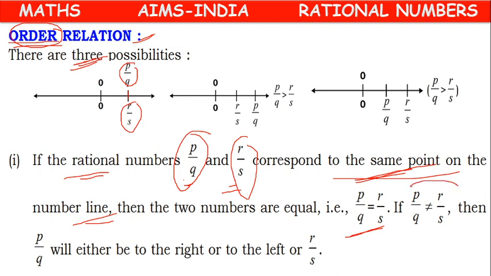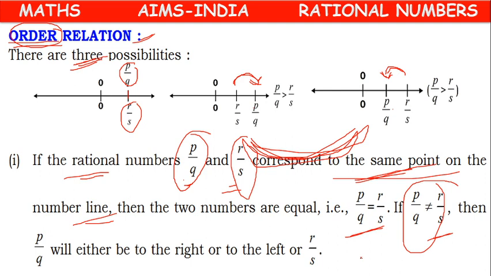If both of them are not equal, then 2 possibilities are there. What are they? p/q may lie to the right side of r/s, or p/q may lie to the left side of r/s. So p/q may be towards the right hand side or towards the left hand side of r/s if they are not equal.